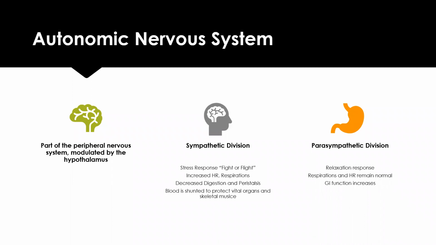The parasympathetic division includes our relaxation response, and this is when our respirations and heart rate return or remain normal, and our GI function increases peristalsis as well as excretion. Both the sympathetic division and parasympathetic division can be impacted by different psychiatric disorders that we'll talk about.